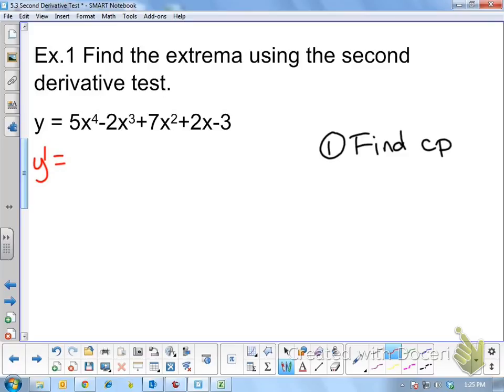So what rule do we have to use if it's a polynomial? Power rule. We just multiply exponents by our coefficients. So 4 times 5 is 20. We subtract 1. 4 minus 1 is 3. Minus 6x squared. Plus 14x plus 2. Minus 0. Equals 0.